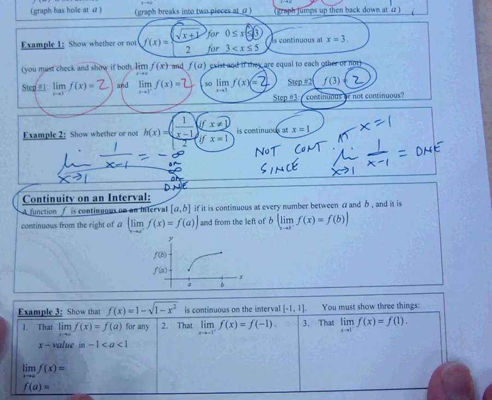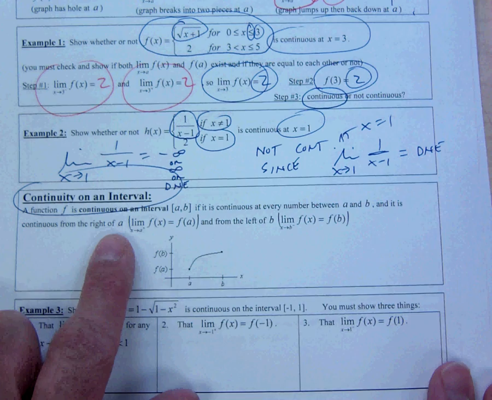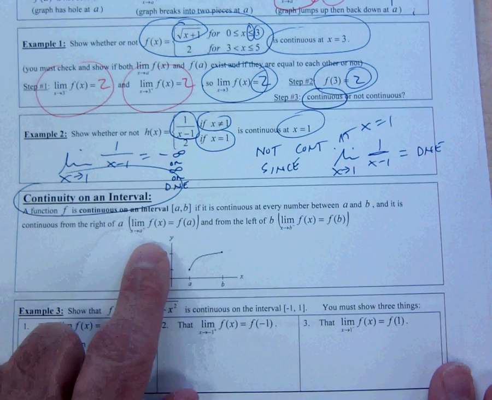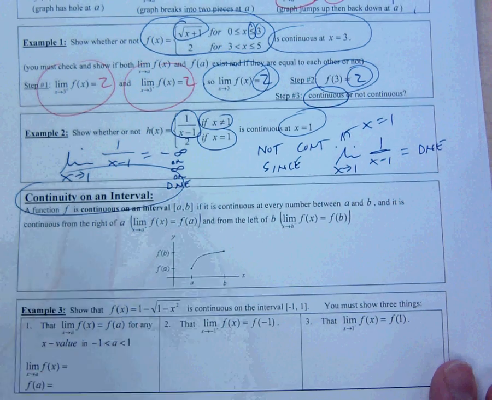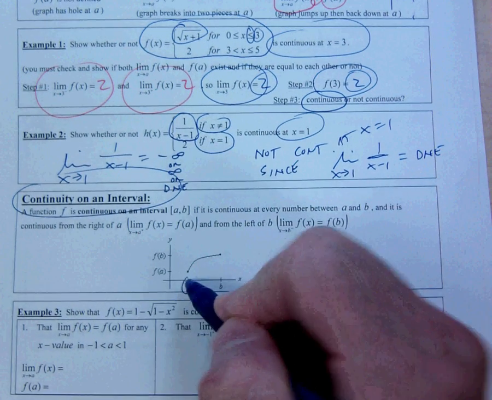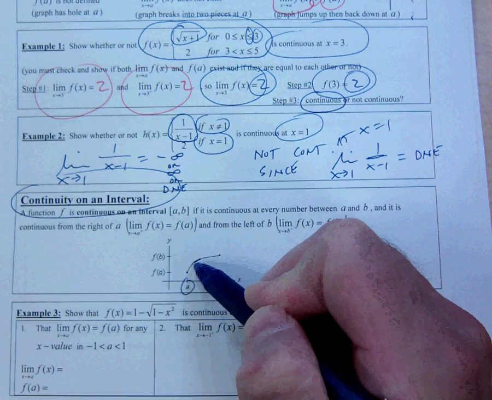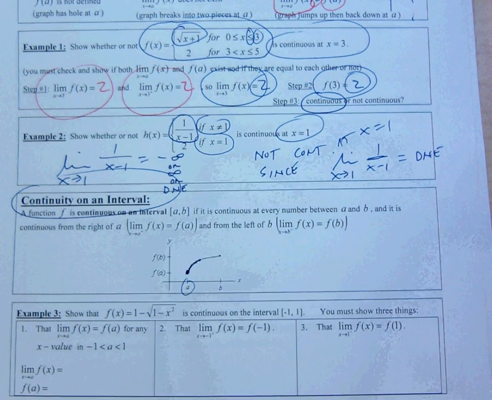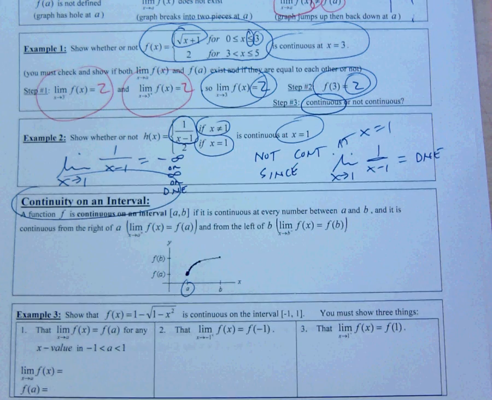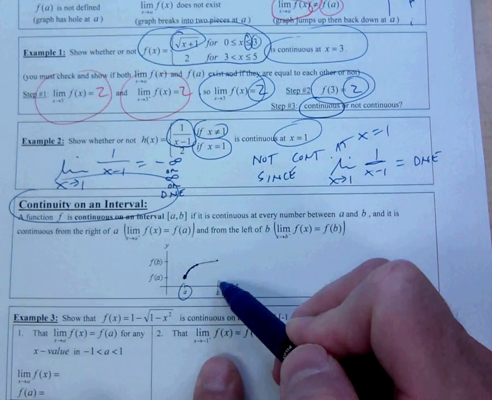Well, continuous from the right of a means you only have to make the limit from the right equal f of a. Okay? In other words, here's a. As I come in from the right of a, do those y values, in other words, does the limit equal f of a? That's what it means to be continuous from the right of a. Does that make sense?